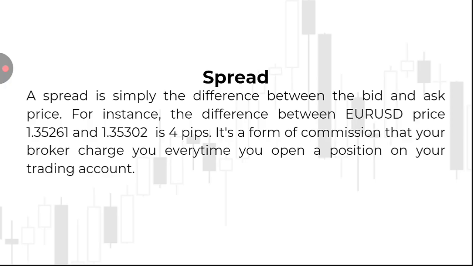A spread is simply the difference between the bid and ask price. All right, so let's say you bought Euro USD at a particular price level now. Your broker will sell to you, or will pair your buy order with another trader's sell order at another particular price. So the difference between these two price levels is what is called the spread.